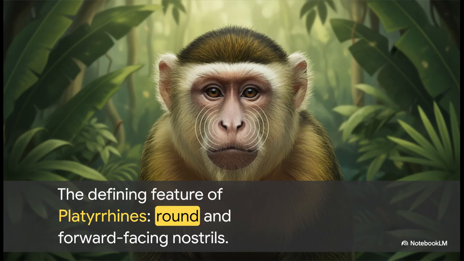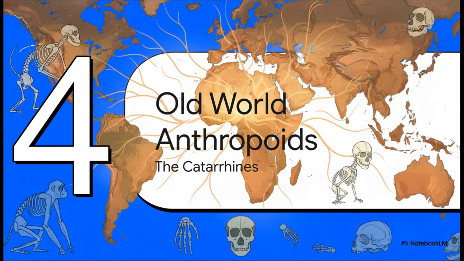Their defining feature is nostrils that are round and face forward. It's a really simple trait, but it's an incredibly consistent marker for this whole group. Okay, let's hop across the ocean to the other major branch of anthropoids. This is the one that stayed in the Old World, so we're talking Africa and Asia. This group is called the catarrhines, and spoiler alert, this is the lineage that ultimately includes us.